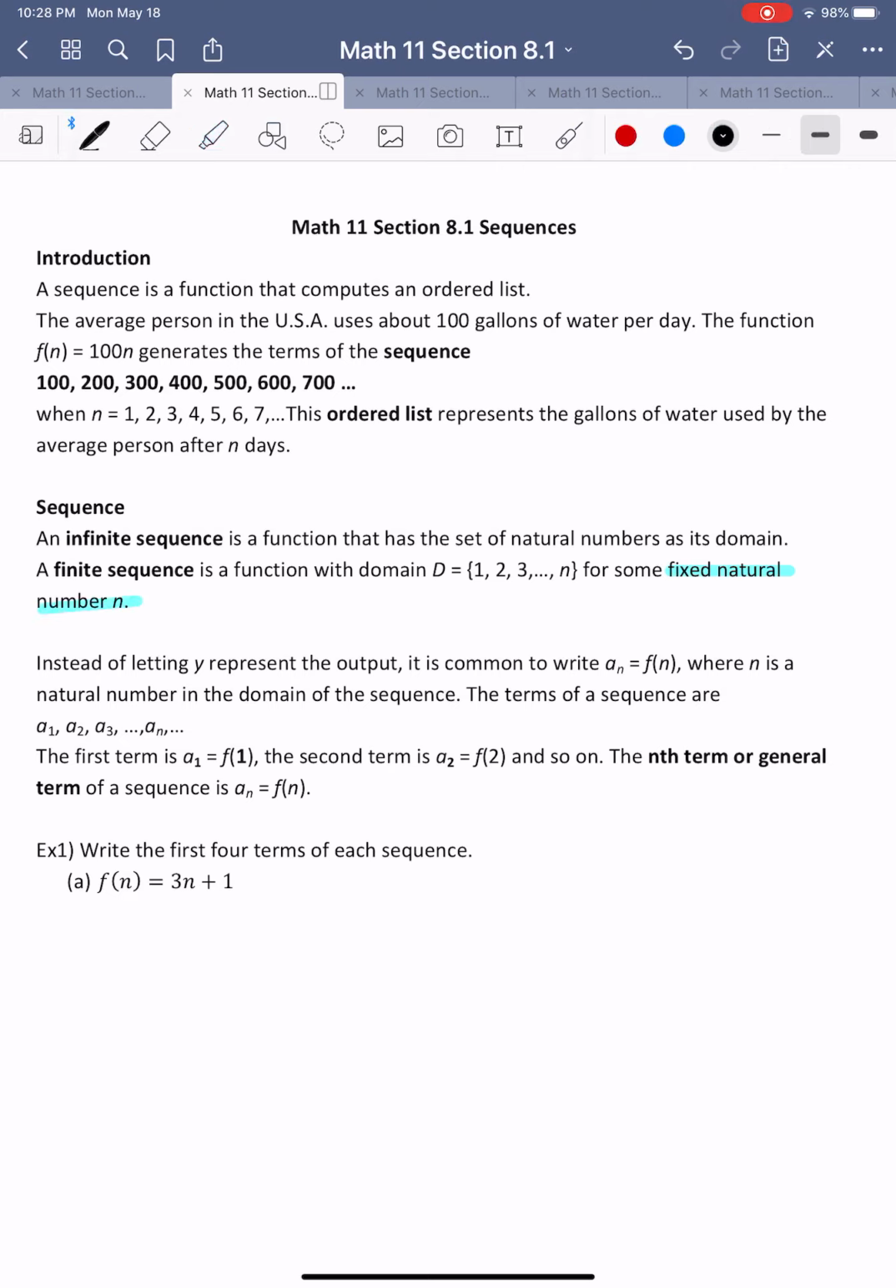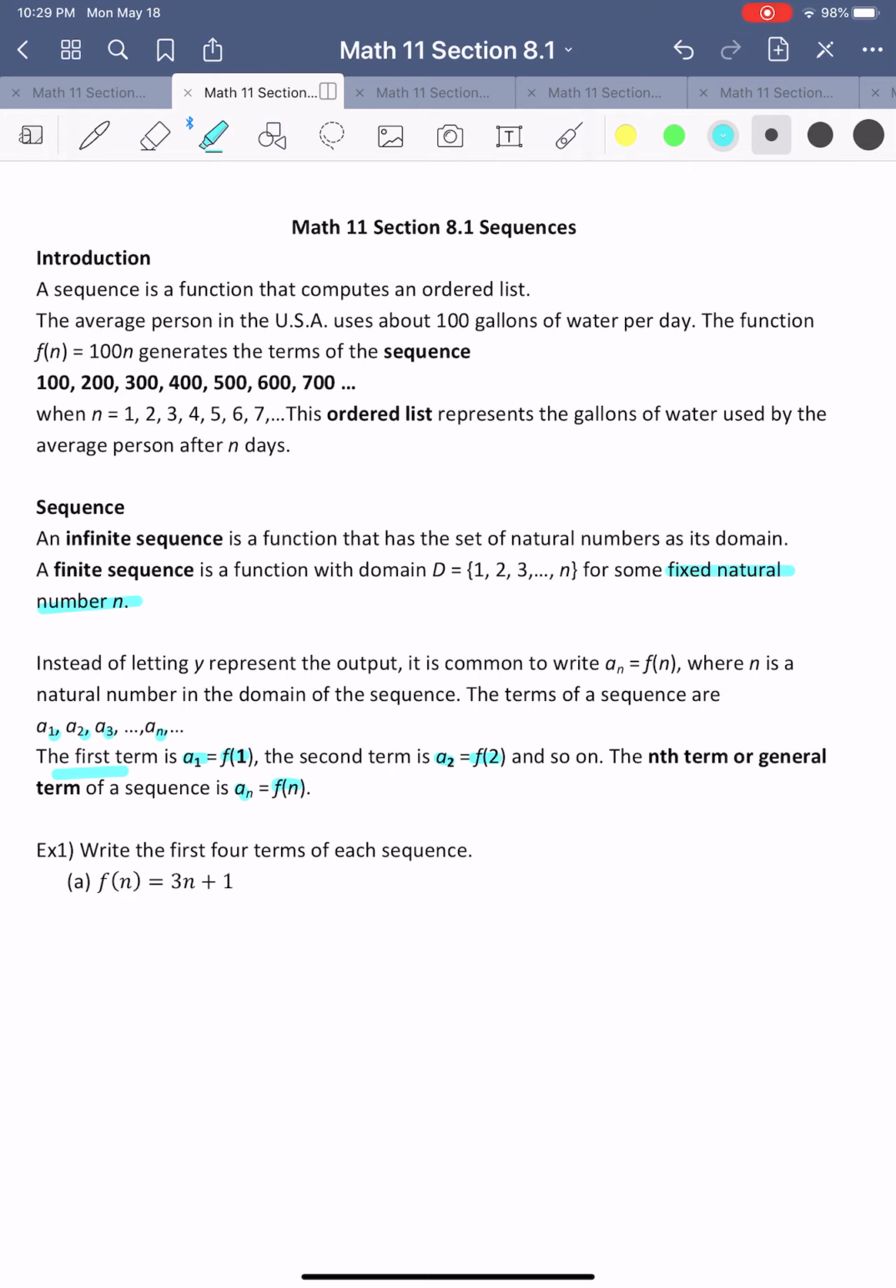Instead of letting y represent the output, it is common to write a sub n as f of n, where n is a natural number in the domain of the sequence. The domain is always the natural numbers. The first term, a sub 1, is the same as f of 1, the second term a sub 2 is f of 2, and so on. The nth term, the general term, we call a sub n, which is the same as f of n.